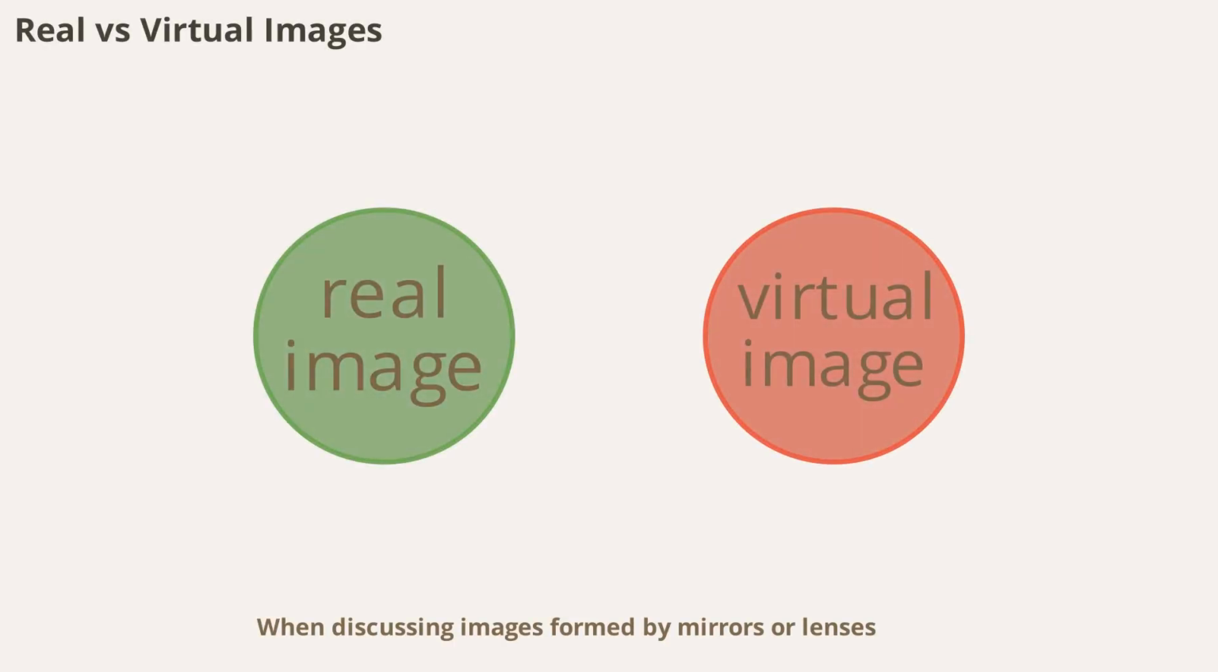Discussing images formed by mirrors or lenses, it's important to distinguish between real and virtual images. A real image is formed when light rays actually meet at a point, and it can be projected onto a screen. In contrast, a virtual image appears to form behind the mirror or lens, where the light rays only seem to come from, but do not actually meet. Virtual images cannot be projected onto a screen. Understanding this difference helps us grasp how various optical devices function in our daily lives.